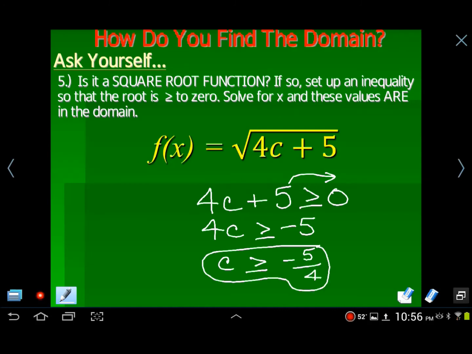So there you have it. We want all those values of c to be greater than or equal to negative 5/4. If they're not greater than negative 5/4, then that function is going to be undefined. So that does it on how to find the domain.